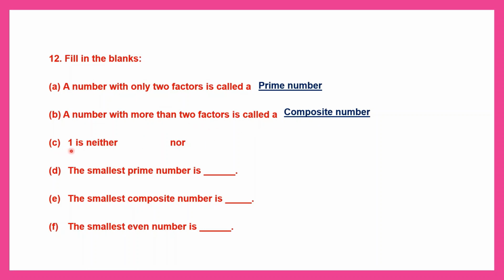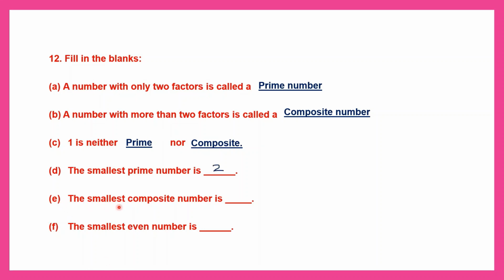What about 1? 1 is neither prime nor composite. So 1 is a unique number. It has only one factor. Two factors is a prime number. More than two factors is a composite number. So 1 is neither prime nor composite. Next one, the smallest prime number is. Prime numbers begin from 2, isn't it? So the smallest prime number is 2.